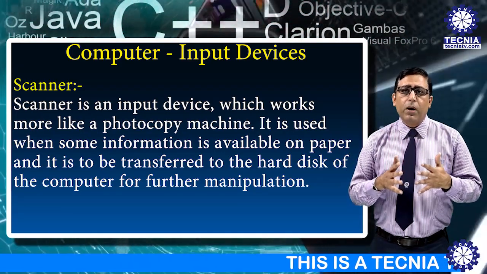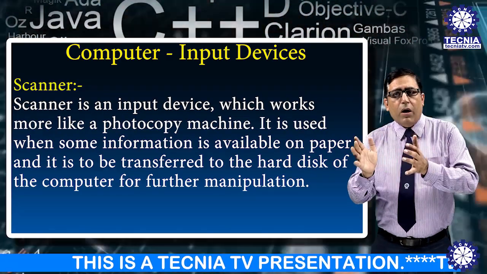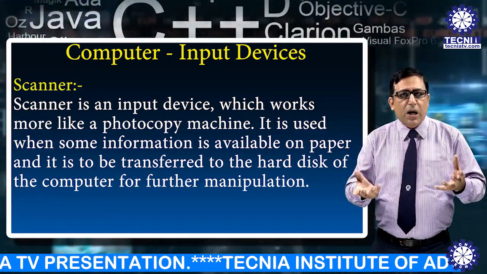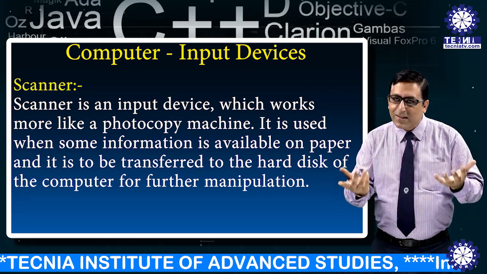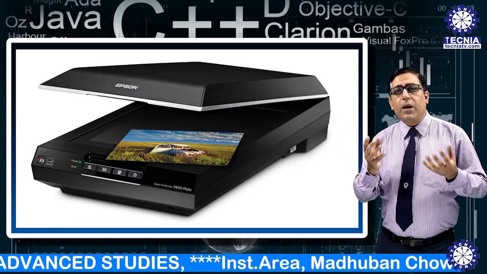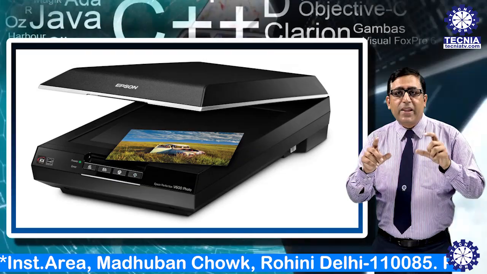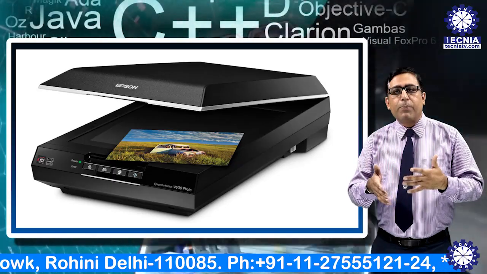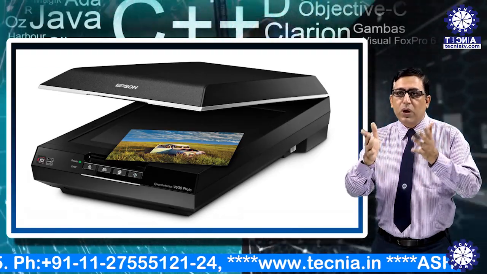It is used when some information is available on paper and it is to be transferred to the hard disk of the computer for further manipulation or any changes, then we can use the scanner. As well, we can preserve the document for future use through the scanner. Now you can see the diagram of scanner, how scanner looks. Scanner captures images from the source which are then converted into a digital form that can be stored on the disk. These images can be edited before they are printed. Before the printing, we can edit those images which are stored through the scanner.